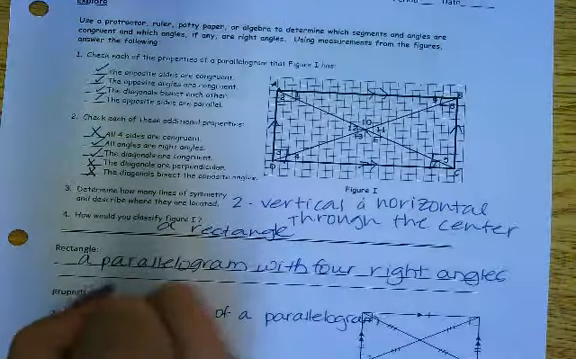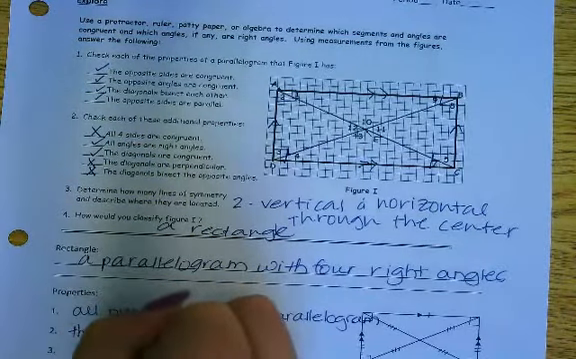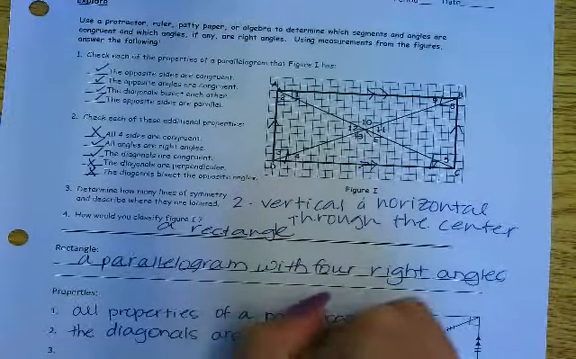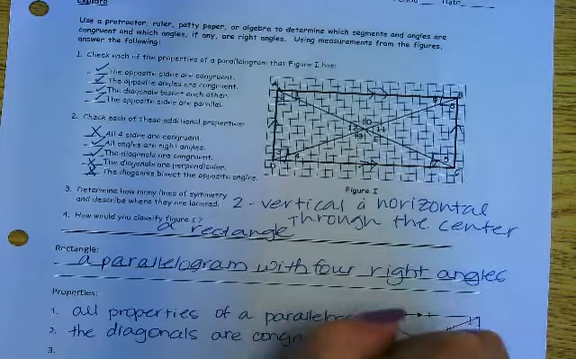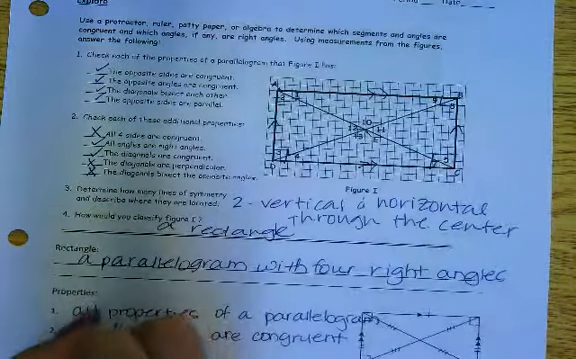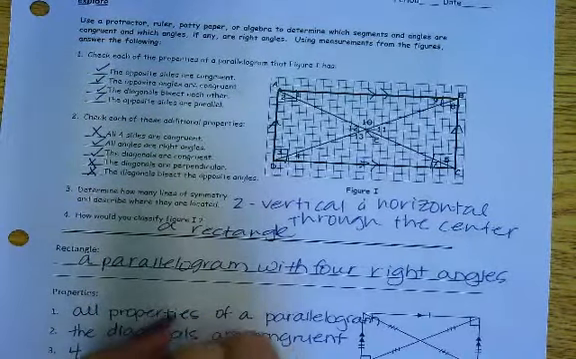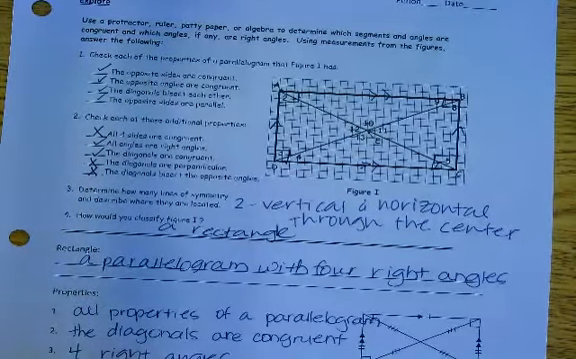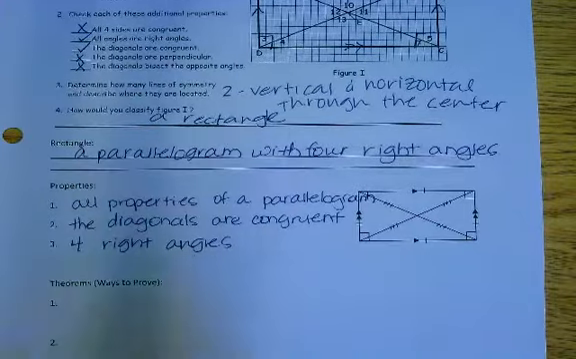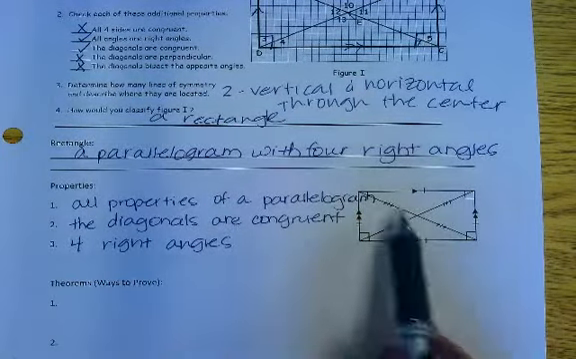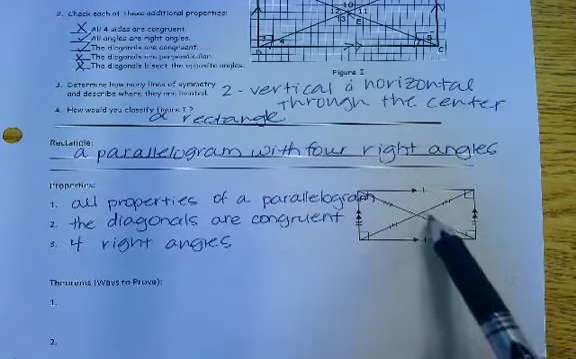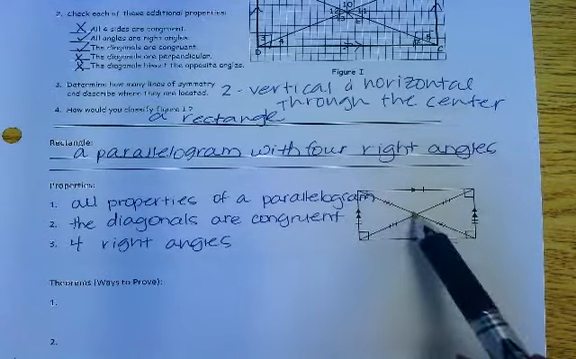But the diagonals are congruent, and there are 4 right angles. Oh, sorry. So not only are they bisected, but they are also congruent, which means that you're creating 4 isosceles triangles.